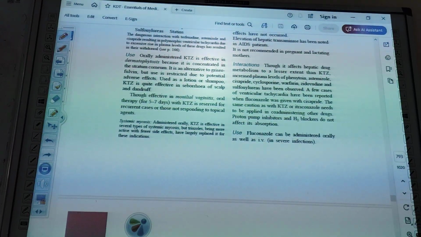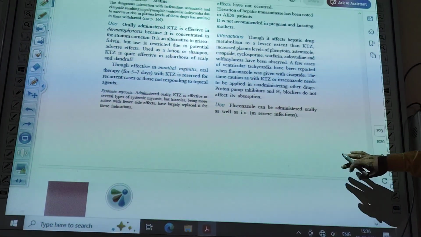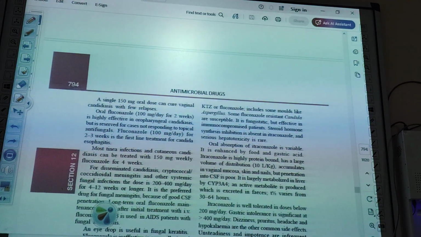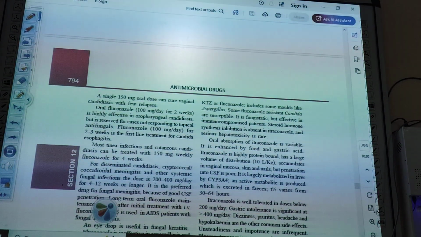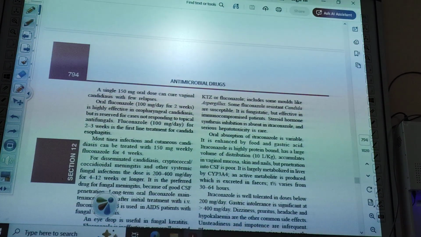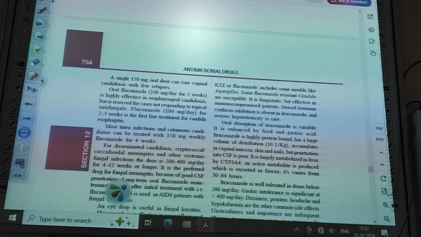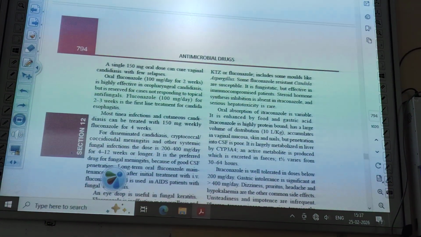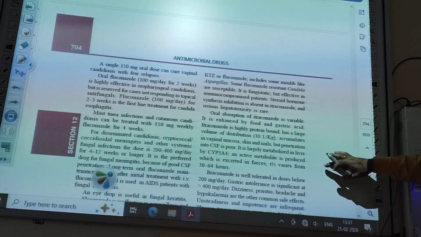Uses: fluconazole can be administered orally as well as intravenously in severe infection. A single 150 milligram oral dose can cure vaginal candidiasis with few relapses. Relapse means the infection comes back again, but the cases are very few. In many cases it will terminate the infection, but in some cases there can be a relapse.